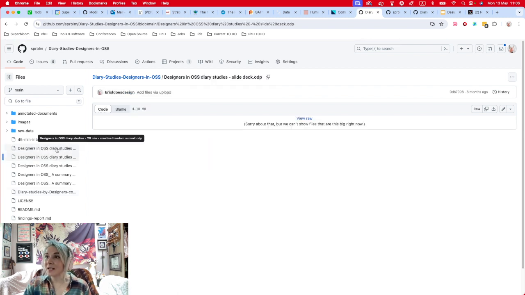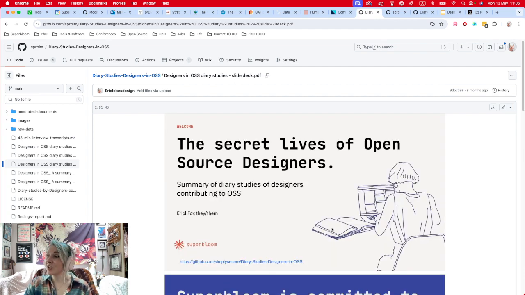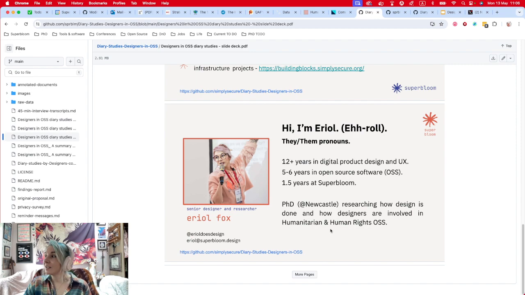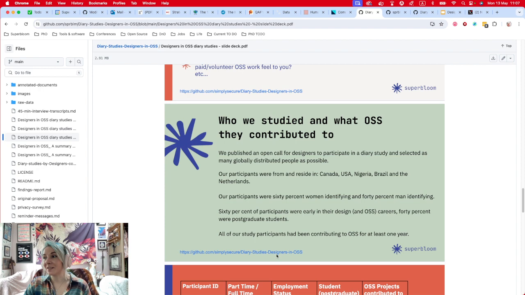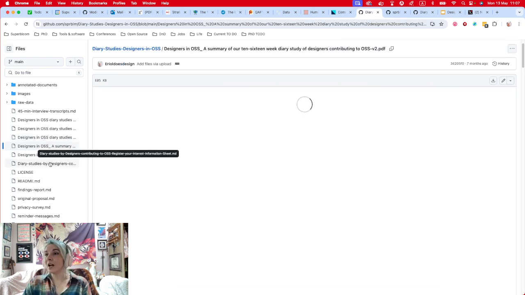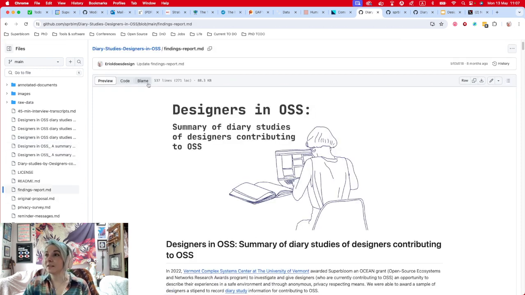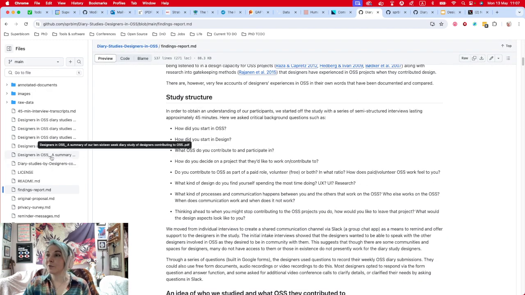There's also slide deck ODP files in here, and a PDF file as well of the various slide decks that I've made. The slide decks just have slightly prettier, from a Superbloom brand perspective, condensed versions of the report, so that can be used by people. And then we've got the findings report in a Markdown file, so this is just pure Markdown. And then we've also got 2 PDF files of the report.